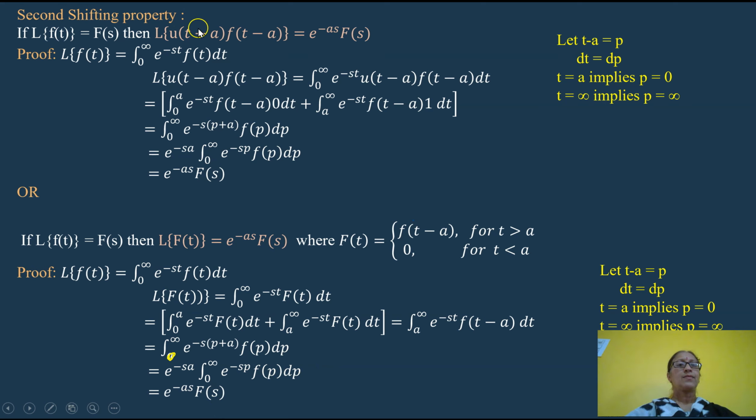So here both these forms, you can consider this form or this form, but Laplace transform is same, e power minus as F of s. This is called second shifting property. Then let us see some examples based on these definitions.